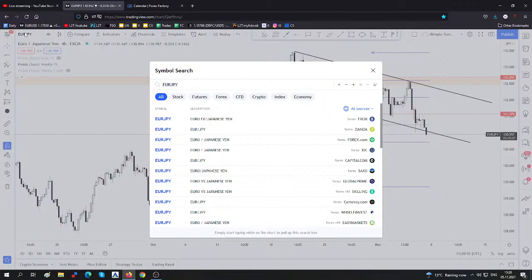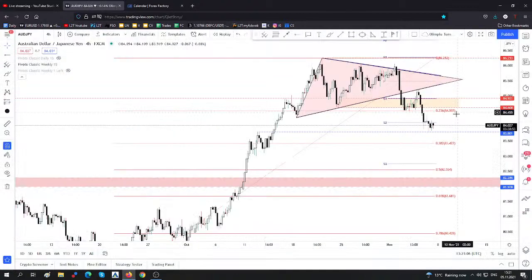Australian dollar, Japanese yen, after escaping from this pattern, new lower low here. Temporary bounce, retest, new lower low here, dropping below the 23.6, below this low. Yeah, the pressure is still high in Australian dollar, Japanese yen.